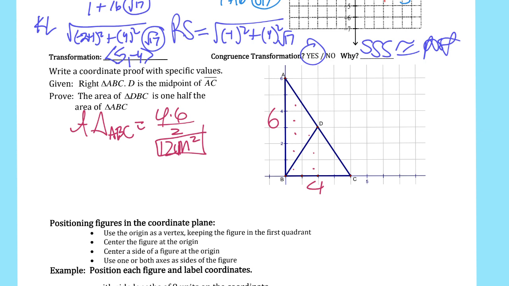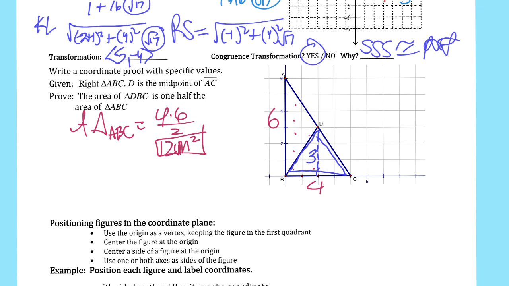And then we ask, okay, what about DBC? DBC is this triangle right here. To find its area, we're going to do the base, which is 4. And then notice the height is going to be 3. Wait a minute.